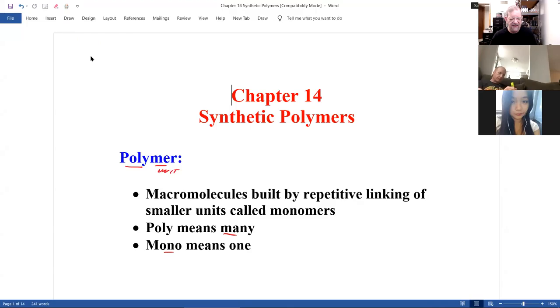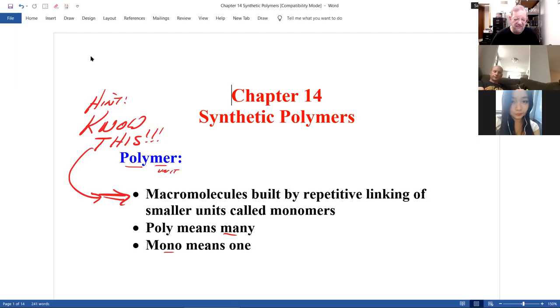Ooh, it's time for Dr. White to be subtle. First of all, what is a polymer? By the way, the word polymer means, poly means many, mer means one unit, many units. And this you should know. Again, this is for test 4. What is a polymer? It's a macromolecule built by repeated linking of smaller units called monomers, mono one, mer unit.